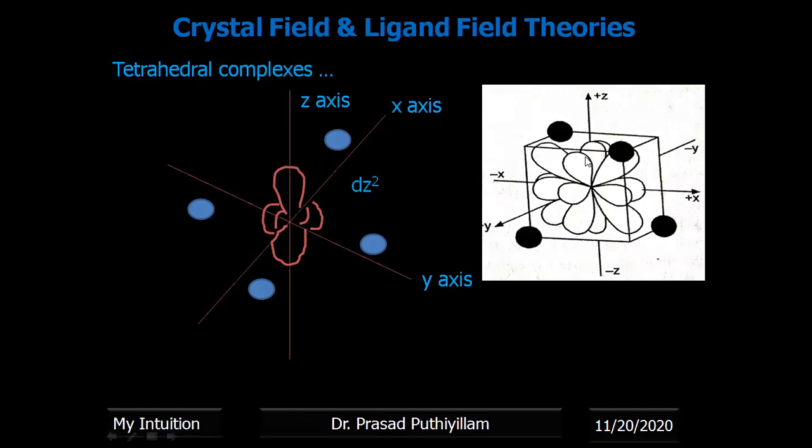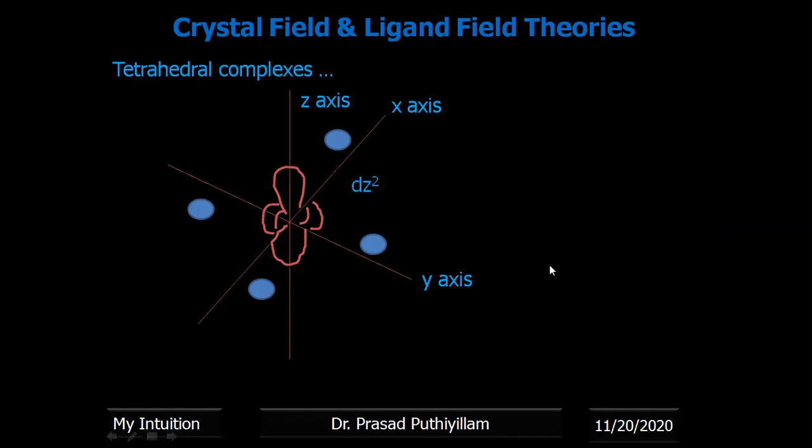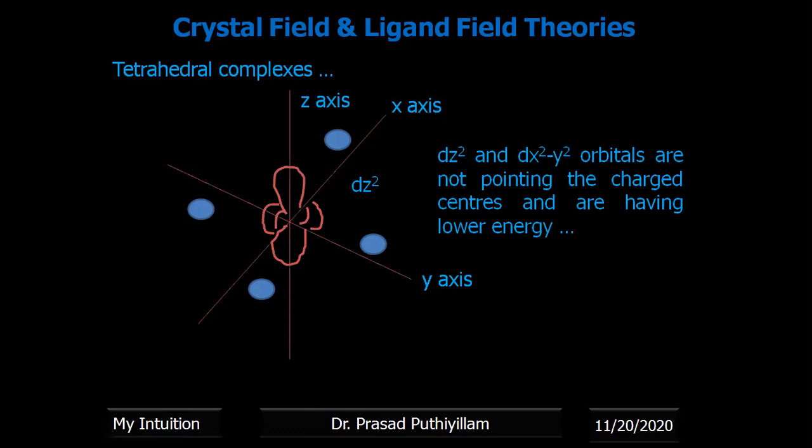So you can see this is the dz, the z direction. Ligands are not in that direction. So dz square is away from the charged center, therefore it has less energy. Even dx square minus y square is also away from the charged points, so it also has lower energy. But dxy, dyz, dxz are somewhat facing, or some of the lobes are facing towards the charged center, therefore they have higher energy. Therefore it is the reverse of the octahedral complex. The same thing is written here.